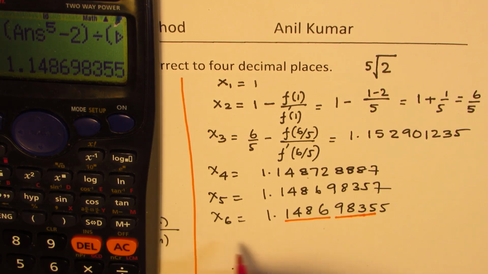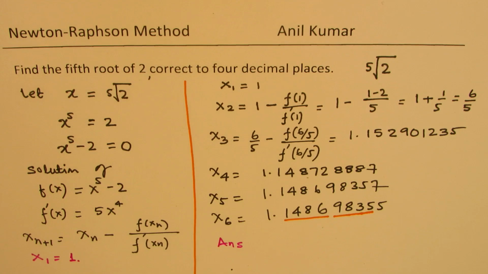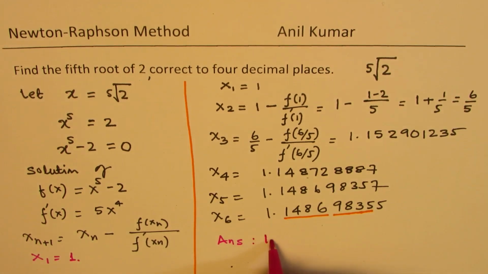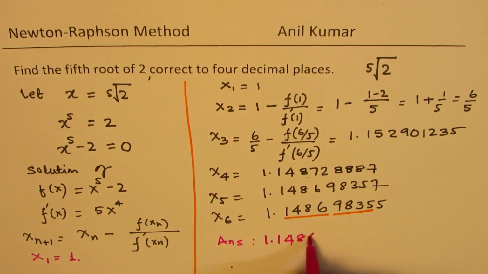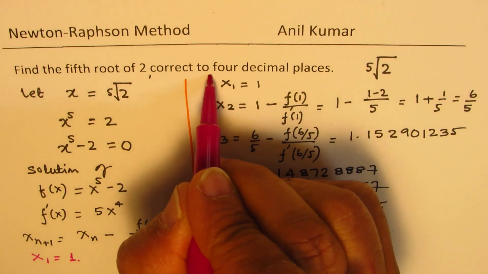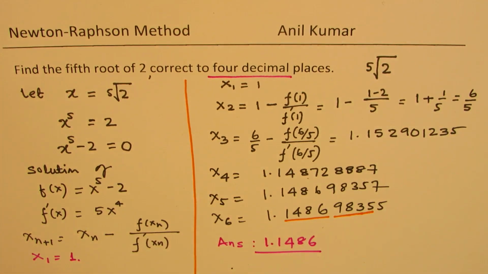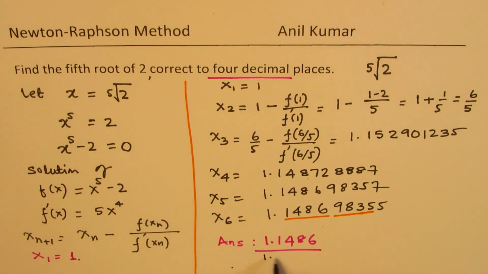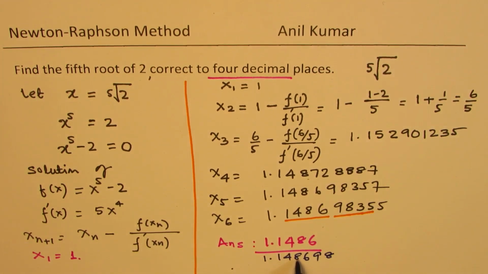So we got this value. The answer which we have got is 1.1486, right? Since we wanted 4 decimal places, we have this answer. And if the question was up to 6, we could have given the answer as 1.148698, right? So that becomes up to 1, 2, 3, 4, 5, 6 decimal places. So that is how you see how easy it is to calculate the answer using Newton's method.